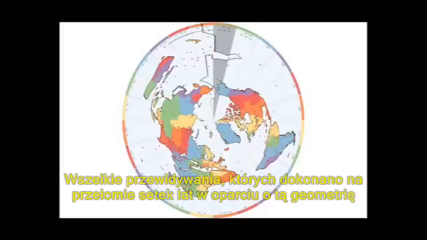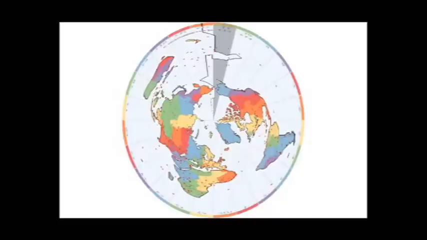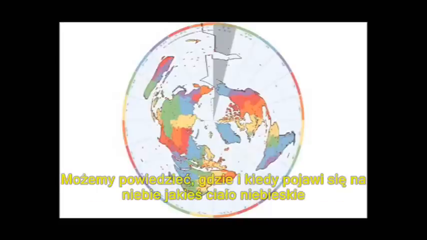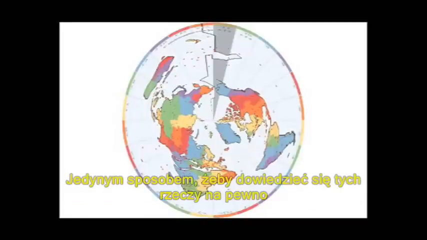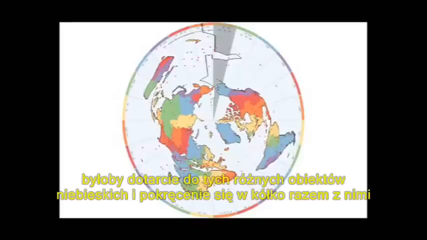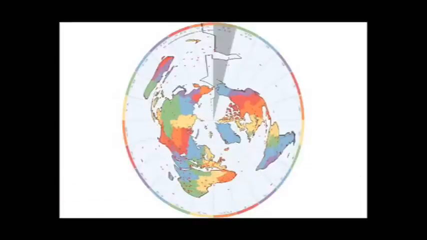Any predictions that have been made for hundreds of years based on this geometry are simply timekeeping. You can tell when and where a celestial object will appear in the sky, but that gives us no indication of its proximity to us, or its size, or its speed. The only way we would ever find those things out for sure would be to go to those different celestial objects and spin around on them.